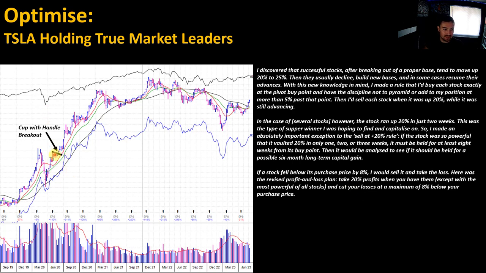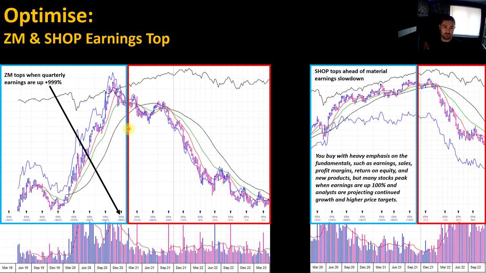So here you can see Tesla, cup and handle type pattern. We're going to be speaking about the earnings coming through as well on some subsequent slides. So Zoom and Shopify earnings tops. You buy with heavy emphasis on the fundamentals such as earnings, sales, profit margins, return on equity, new products, but many stocks peak when their earnings are up 100% and analysts are projecting continued growth and higher prices.